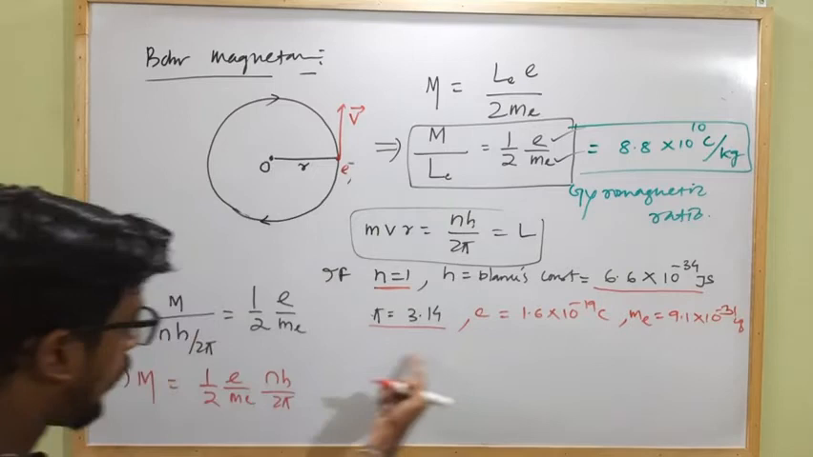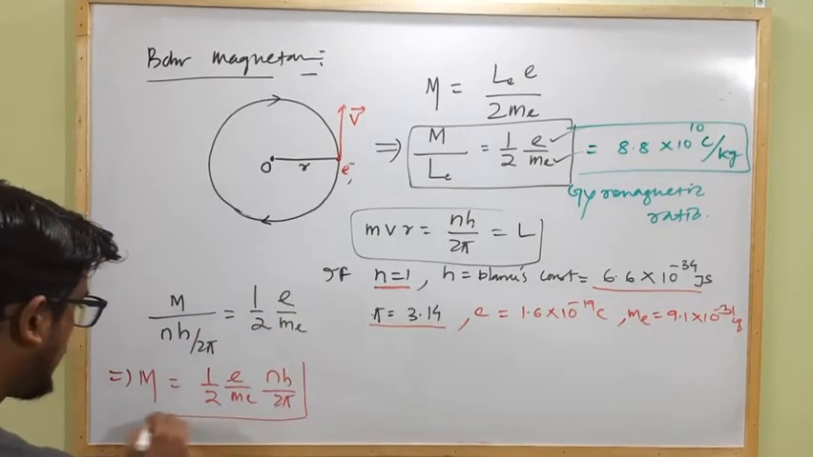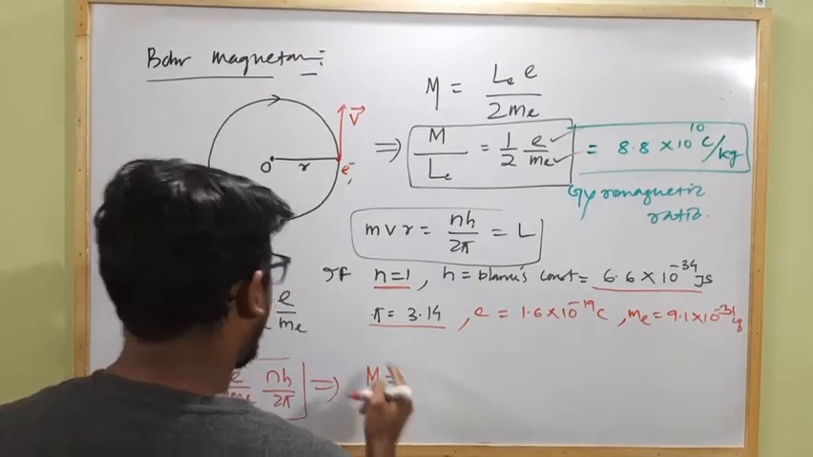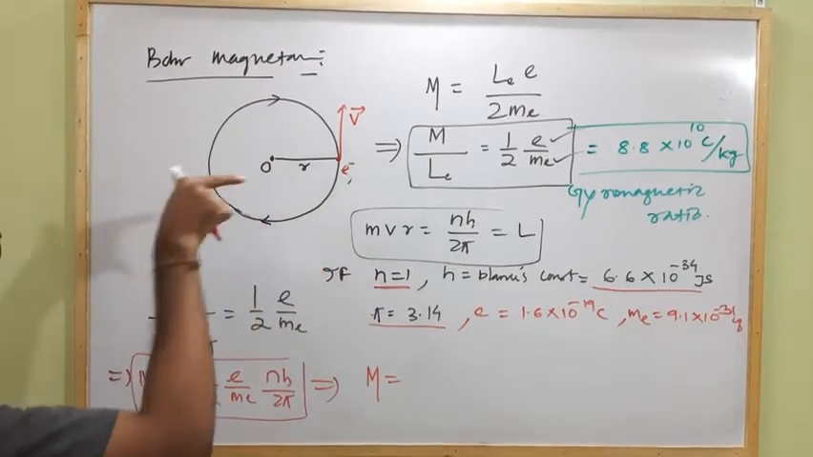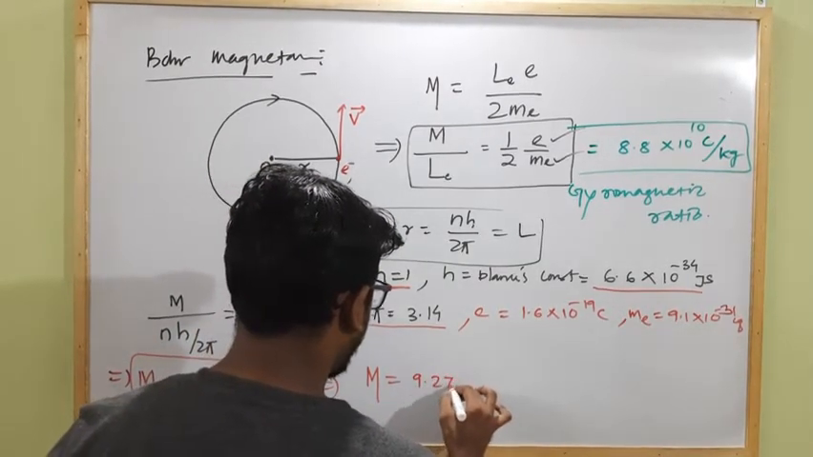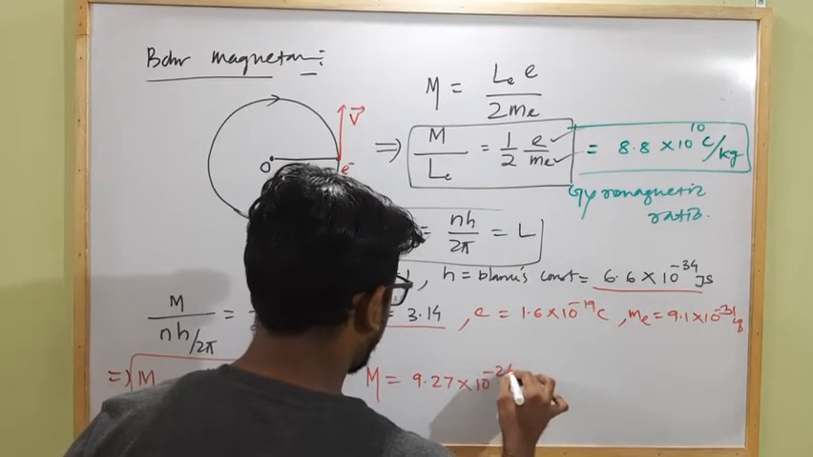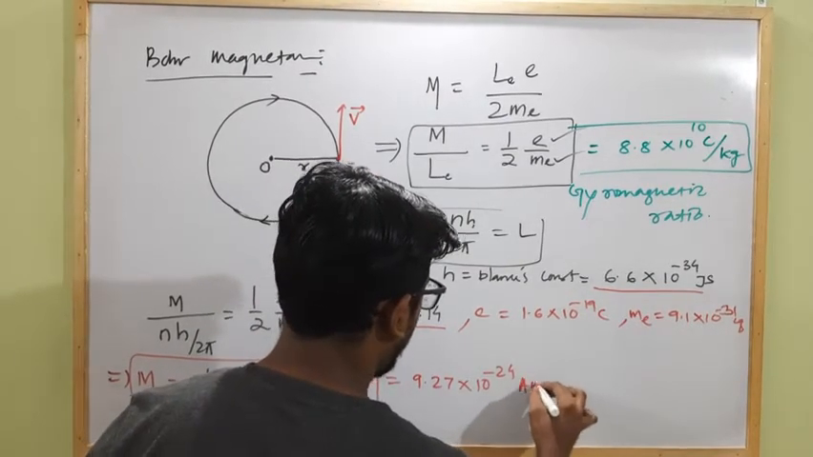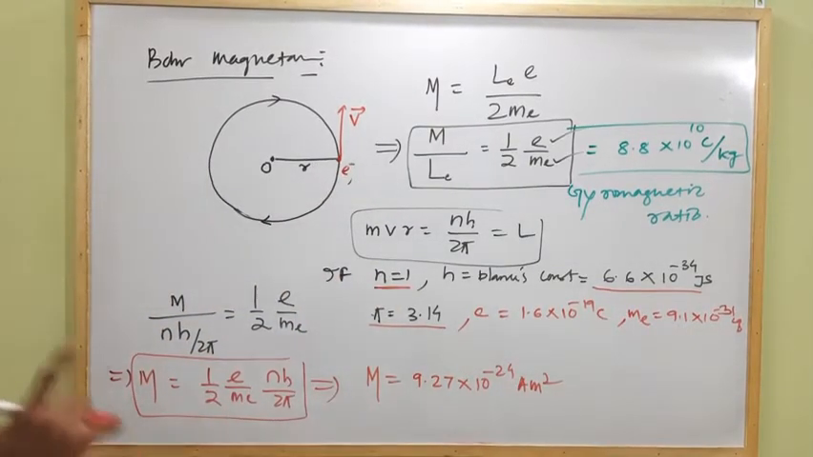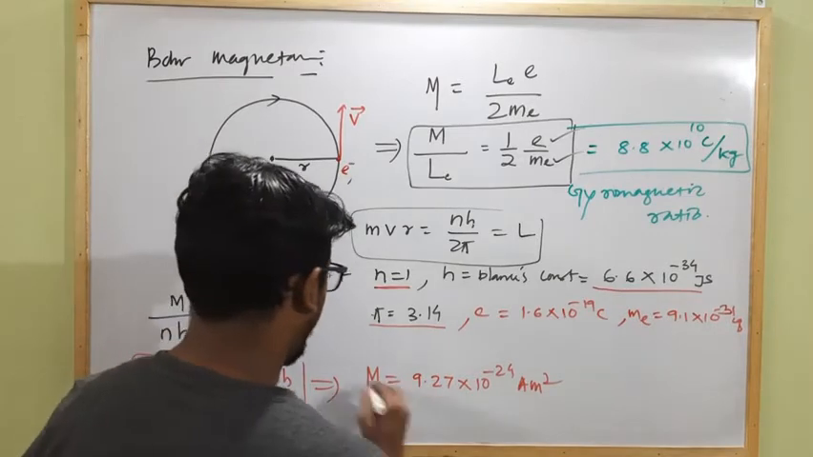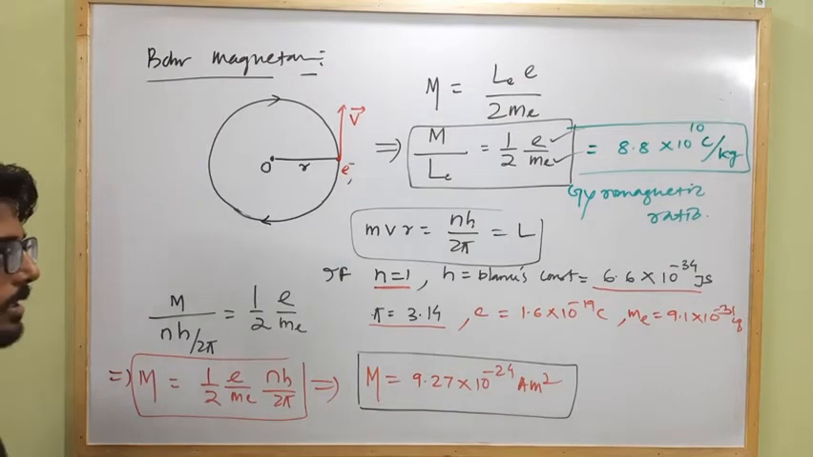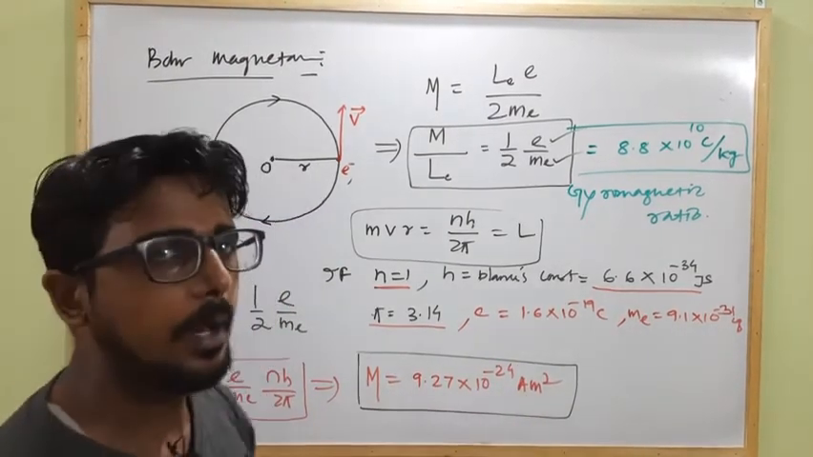So by replacing all these values and solving it, we will get the magnetic dipole moment of a free electron moving in a circular orbit: 9.27 × 10^-24 ampere meter square. Clear? This is the magnetic dipole moment of a free electron moving in a circular orbit. It is 9.27 × 10^-24 ampere meter square.